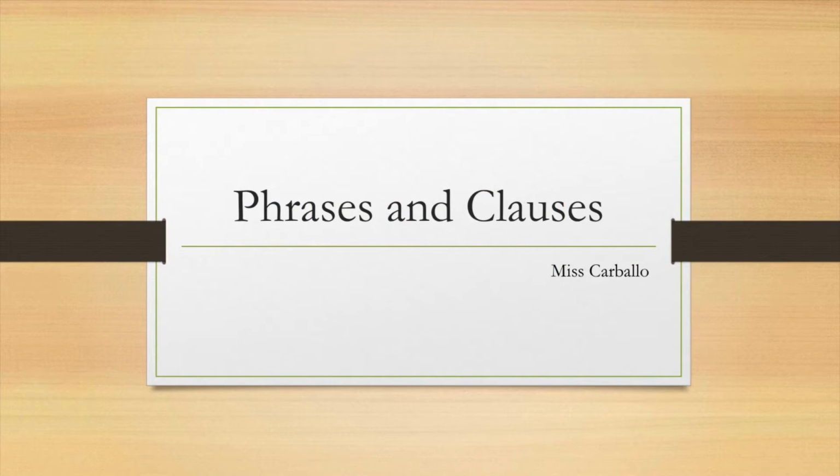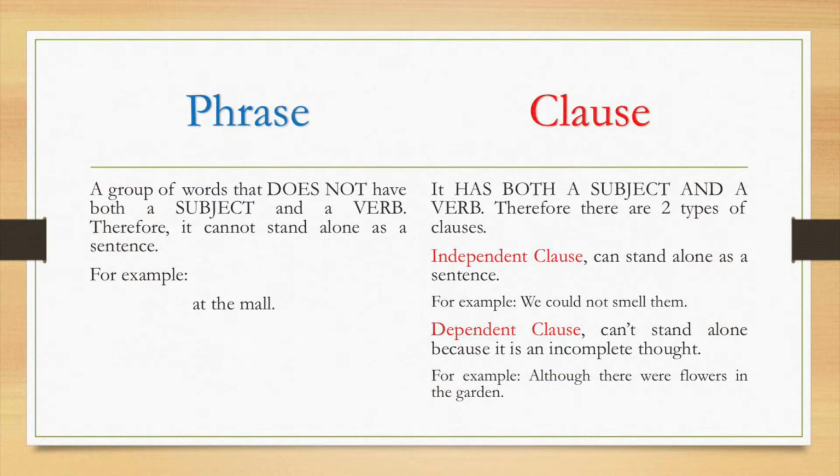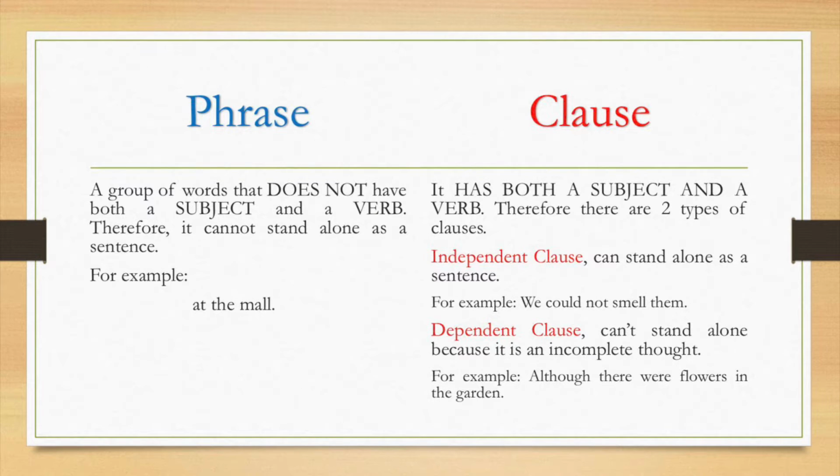Today we will learn about phrases and clauses. A phrase is a group of words that does not have both a subject and a verb. Therefore, it cannot stand alone as a sentence, for example, "at the mall." A clause has both a subject and a verb.